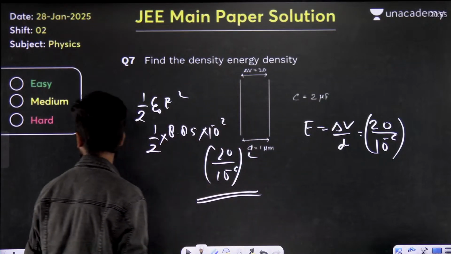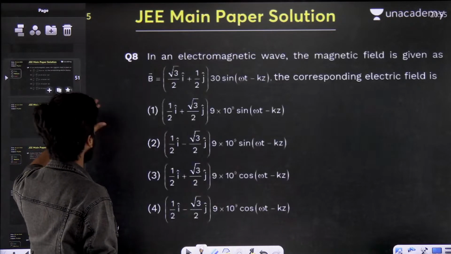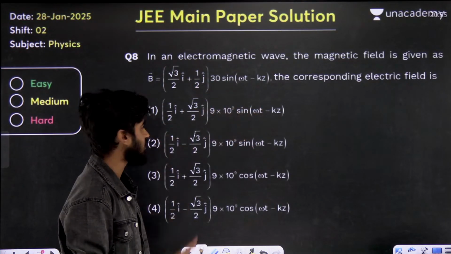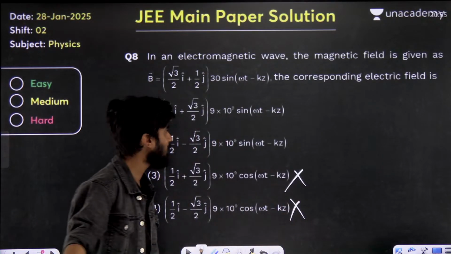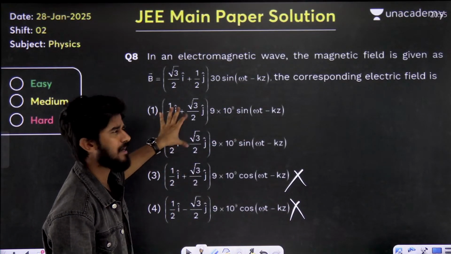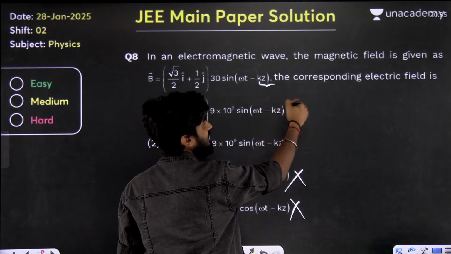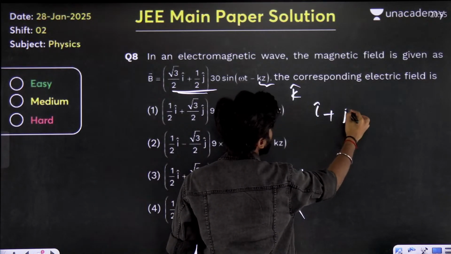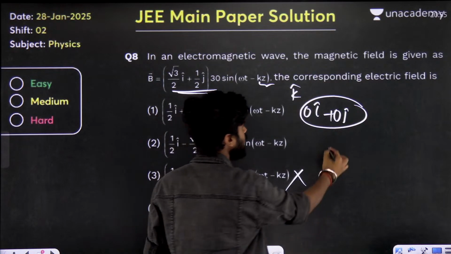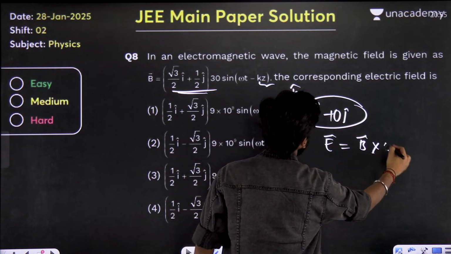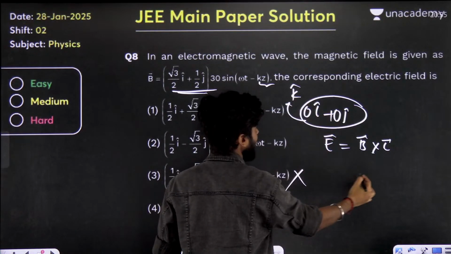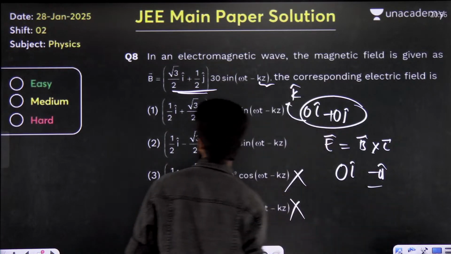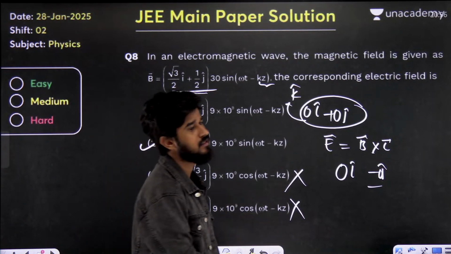Then the next question is from EM waves. You can directly take it also. In an electromagnetic wave, the magnetic field is given as this, and we need the corresponding electric field. First of all, the cos will no more be there; we have to find just the magnitude and the sign. The wave is propagating in the z direction, meaning k cap, and the magnetic field is in this direction, something I plus something j. So E vector is B cross C. Just take the cross product with this. I cross k is minus j, and j cross k is I. So something I minus something j. So the second option will be correct.